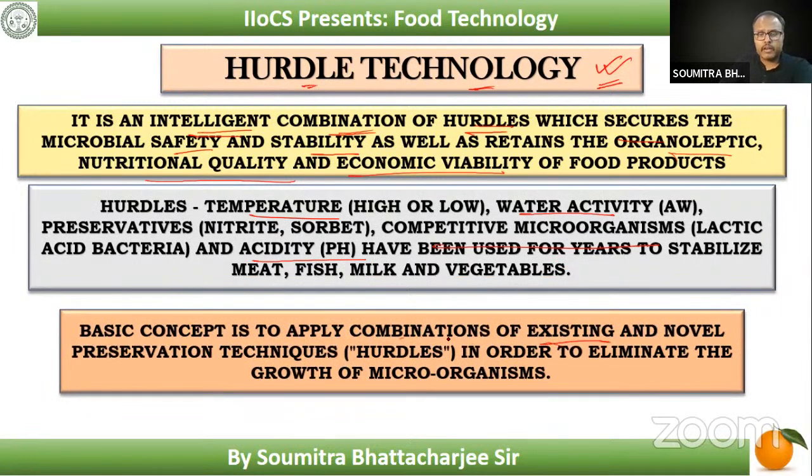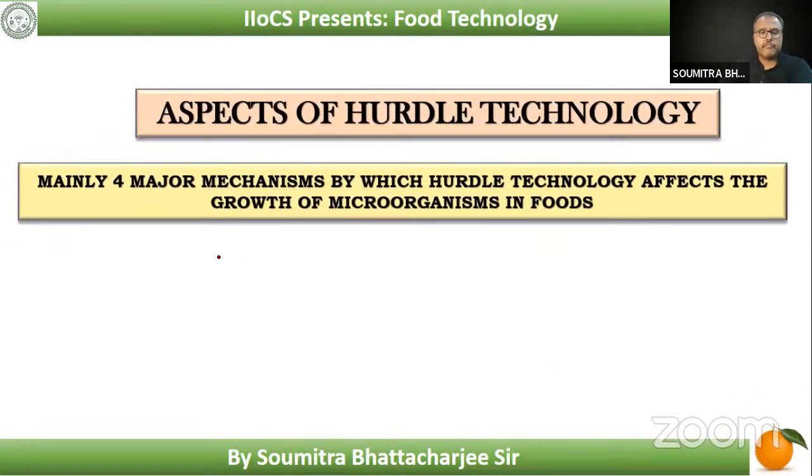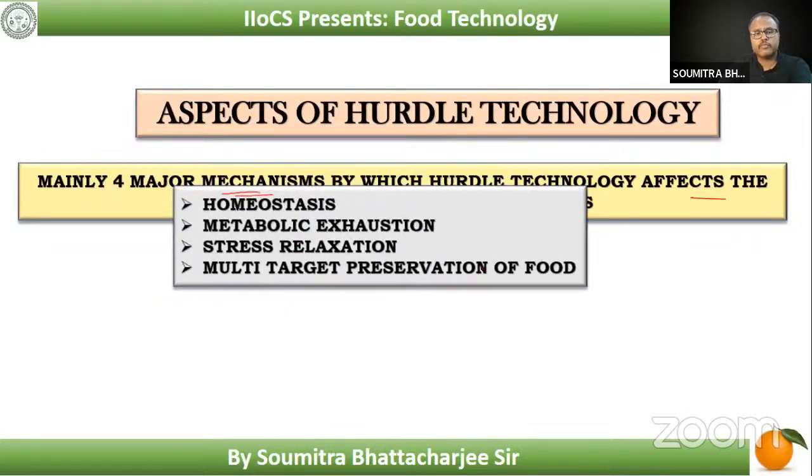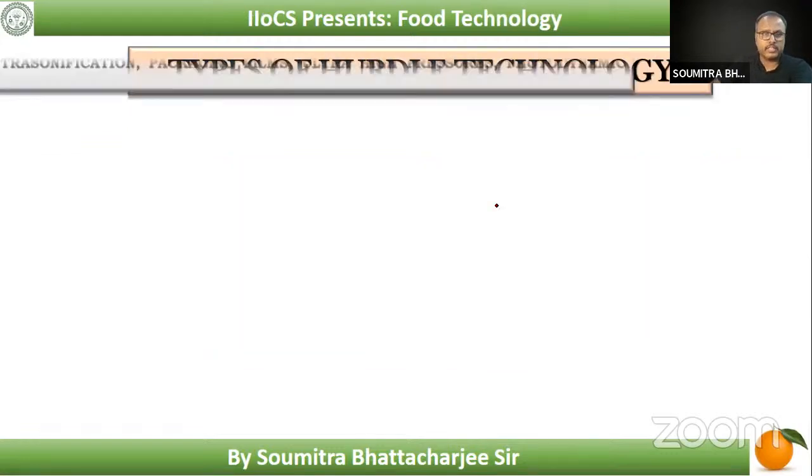We are combining existing and novel preservation techniques, which we represent as hurdles, in order to eliminate the microorganism and its growth. There are four major mechanisms by which hurdle technology affects the growth. The first one, homeostasis. It will be affecting the homeostasis of the microbe. It will be causing metabolic exhaustion of the microbe itself. It will be doing the stress relaxation process, and it will be showing the multi-target preservation of the food. That means there are multiple targets by which the food can be preserved.